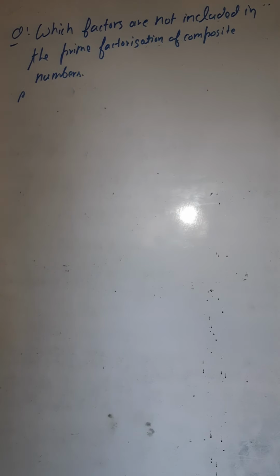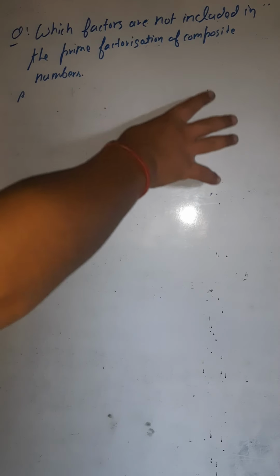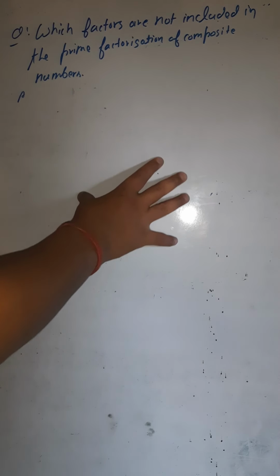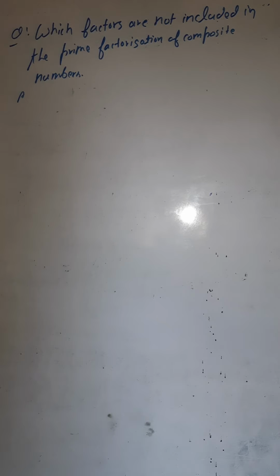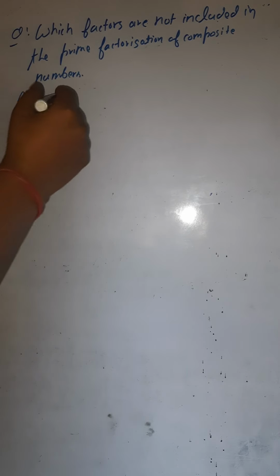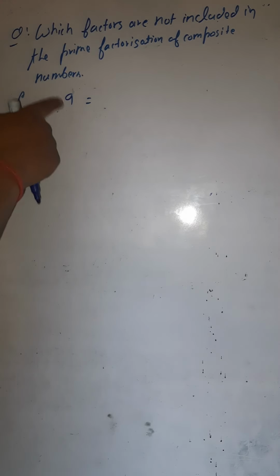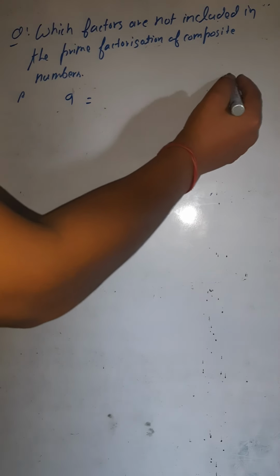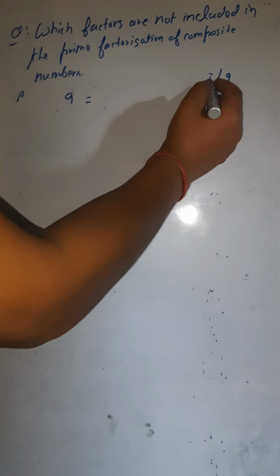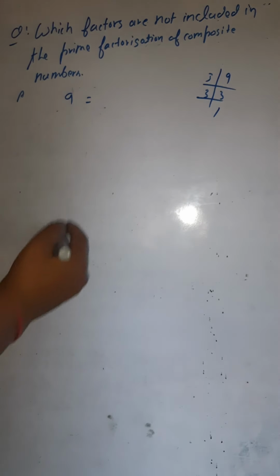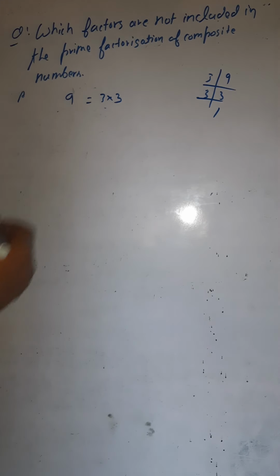So this is the second question. Question is which factors are not included in the prime factorization of the composite number? Which factors are not included while you are factorizing the composite number? Let's say we have a composite number 9. Okay, so if you just find out the prime factors of 9, so it would be 3 3 ja 9 and 3 1 ja 3. So you are getting the prime factors as 3 multiply 3.